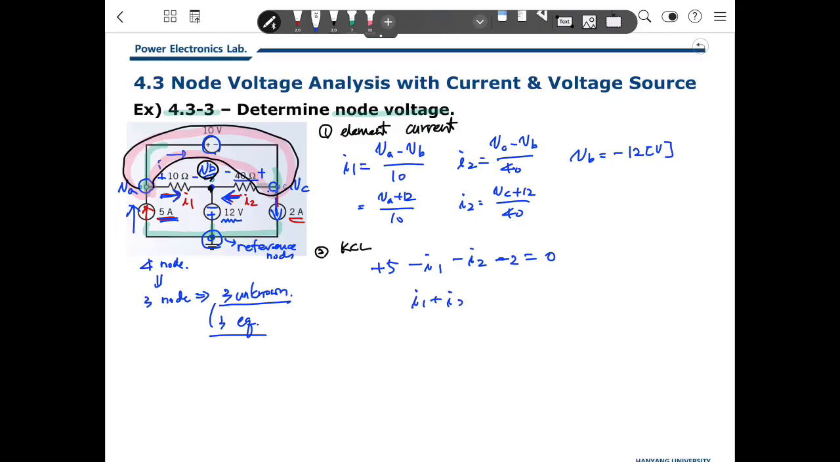I1 plus I2 will be 3. So we insert the values here. 10 times VA plus 12, plus 40 times VC plus 12, will be 3.